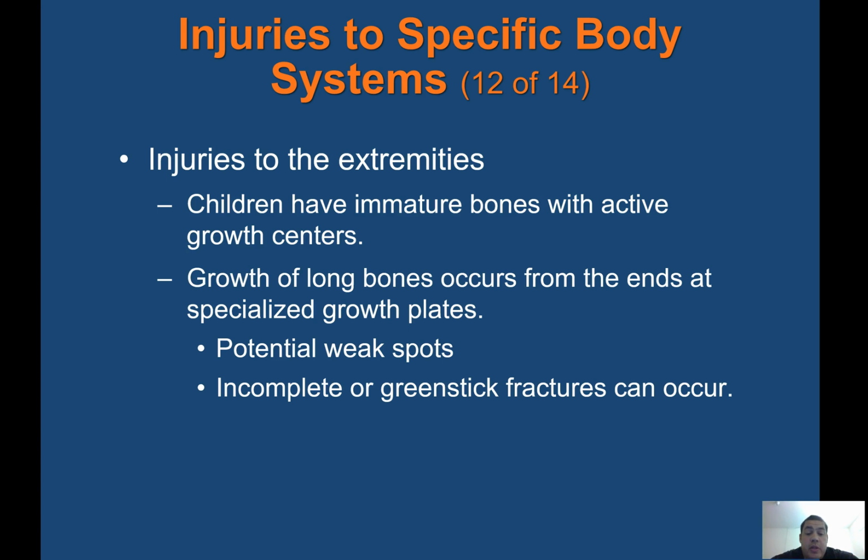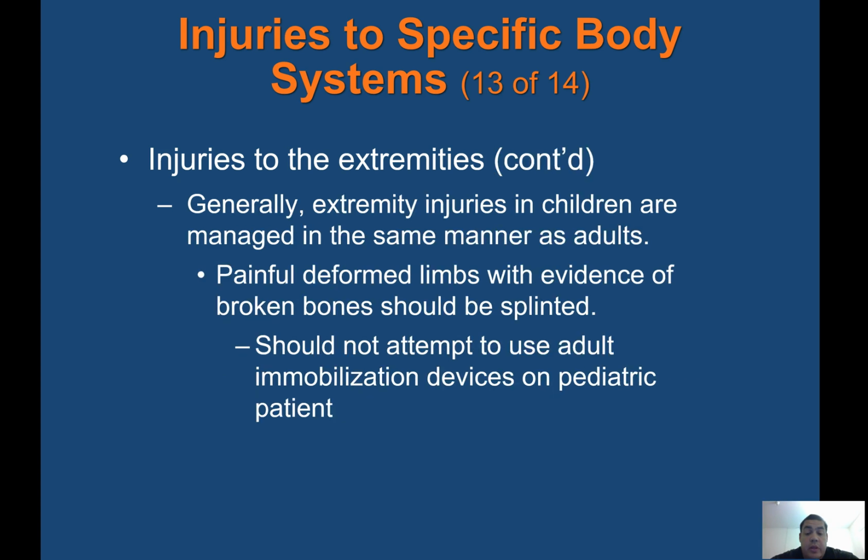Injuries to the extremities. Children have immature bones with active growth centers. Growth of long bones occurs from the ends at specialized growth plates. Potential weak spots. Incomplete or greenstick fractures can occur. Generally, extremity injuries in children are managed in the same manner as adults. Painful, deformed limbs with evidence of broken bones should be splinted. Should not attempt to use adult immobilization devices on pediatric patients.